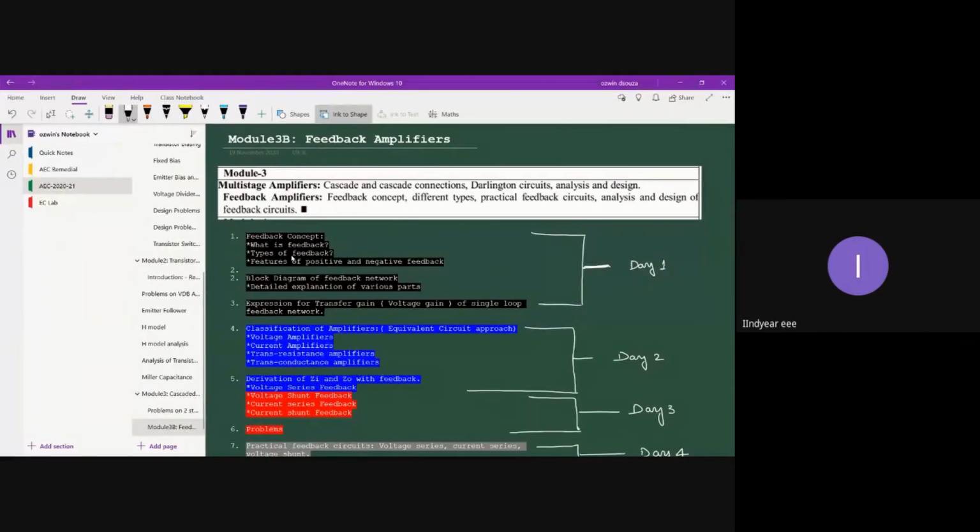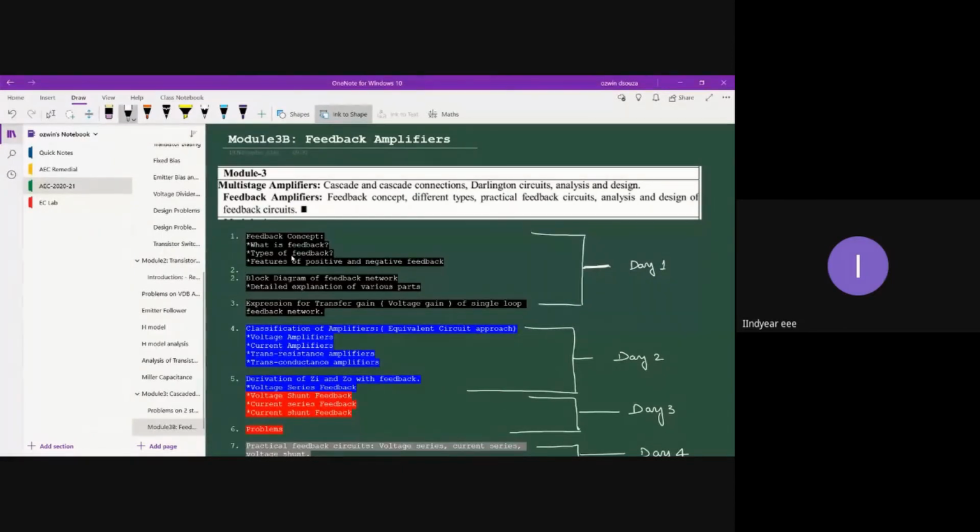We also looked at the features of positive and negative feedback. Positive feedback increases the gain. On the other hand, negative feedback decreases the gain. But the negative feedback system has many advantages, such as it increases the stability, it increases the bandwidth, reduces the noise, and improves the linear behavior of the circuit, etc.